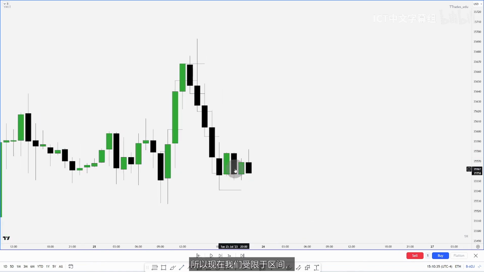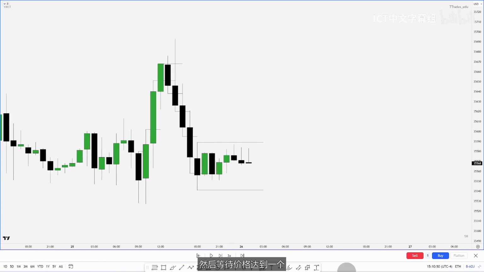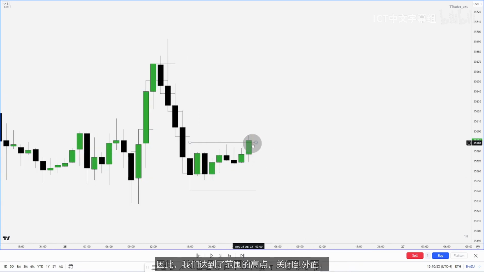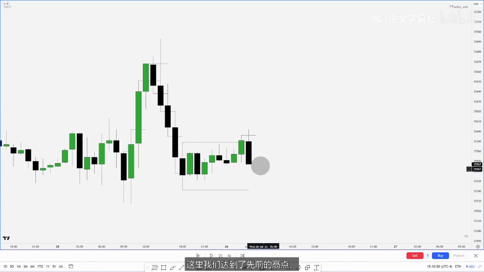So now that we're range bound, this is what I mean. It gets a little bit more messy on the lower time frames. Here I just mark out the range high and range low and then wait for price to reach one of those sides. So here we reach the range high, close outside. Would want to see it reach for this previous high. Here we reach for the previous high, close back in, although we're outside the range, would want to see if it reaches for this previous low.